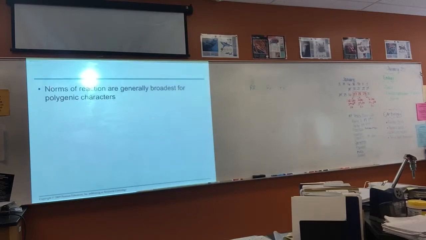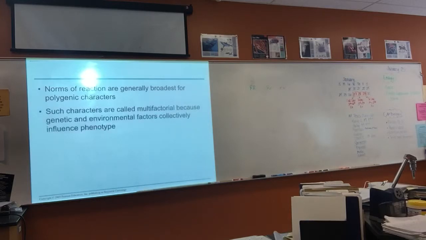Norms of reaction, or how the environment affects the phenotype, are broadest, or affect the most, with polygenic characters or polygenic traits. And these traits are called multifactorial because both genetic and environmental factors collectively influence the phenotype. I'm going to talk more about multifactorial traits in humans in just a little bit, but I'll just address it a little bit right now. Two examples, heart disease and cancer.